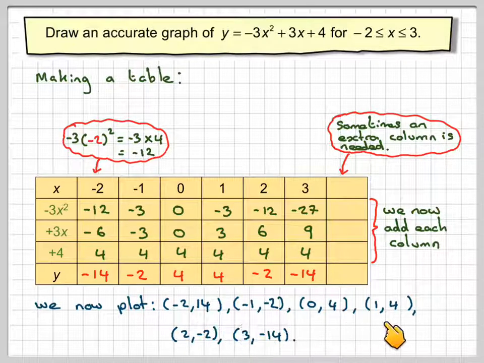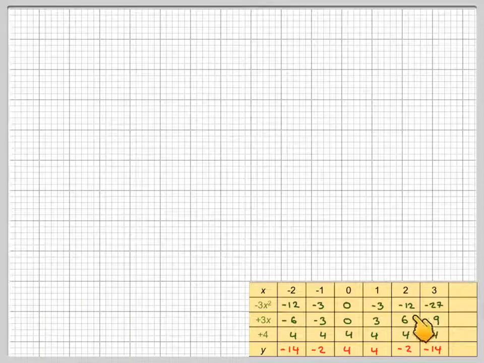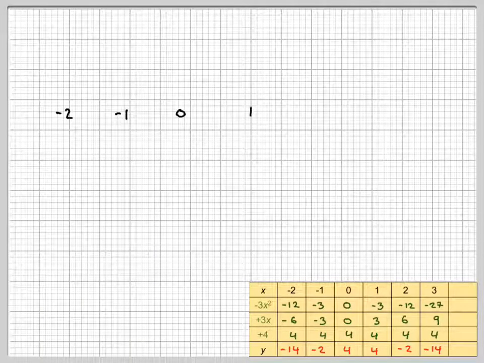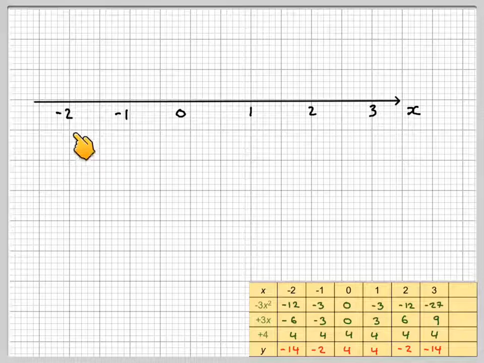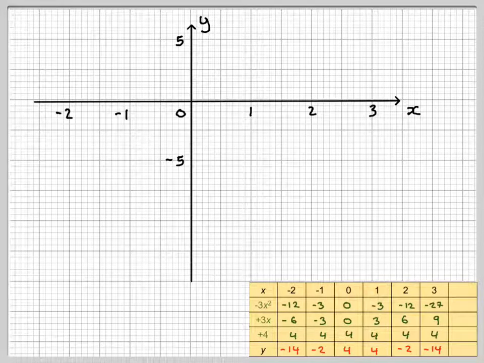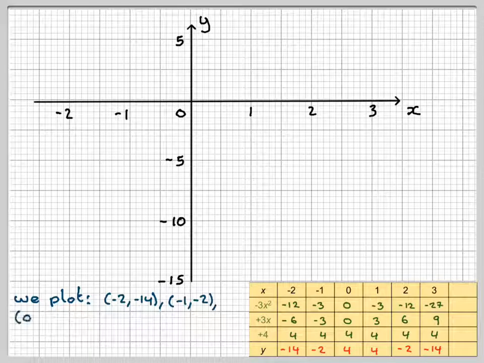Right, having now put those down, we will now plot them on some graph paper. So there's my table that I've just worked out. So drawing a suitable set of axes, labelling the points minus 2 to 3, labelling the axis at the end x, drawing a y-axis. I'm going to need down to minus 14, and I'm going to have to go up to 4. And then we will plot those points we just pointed out.